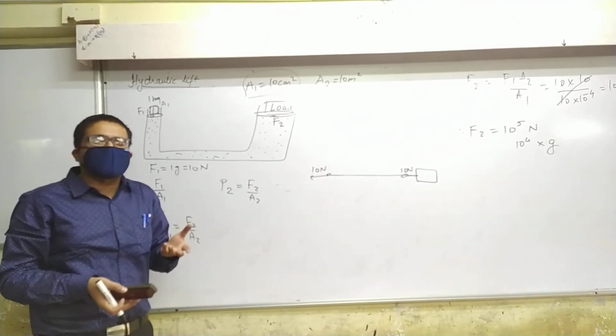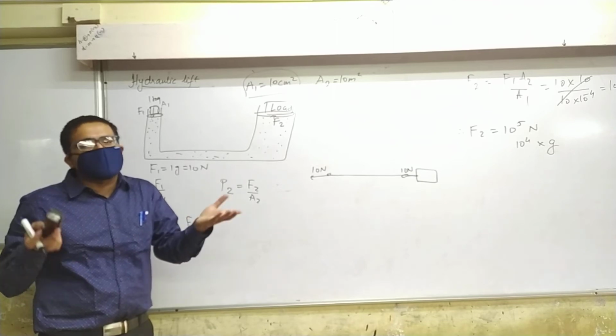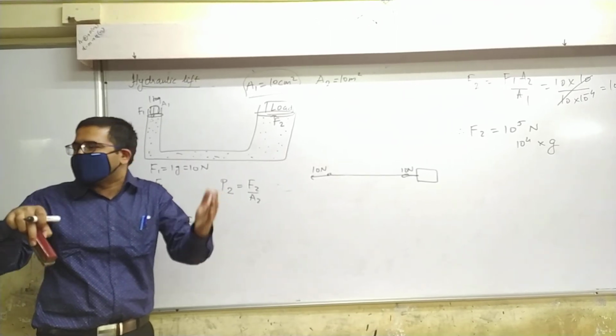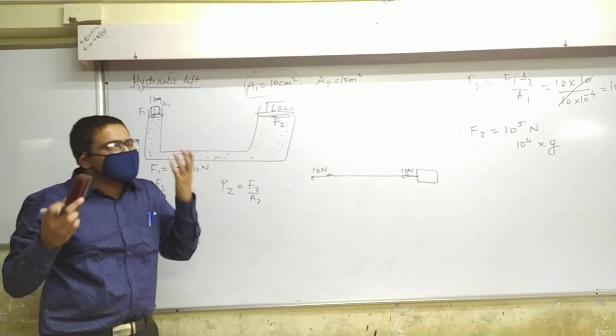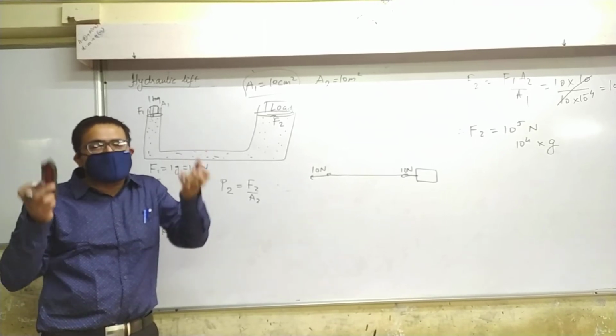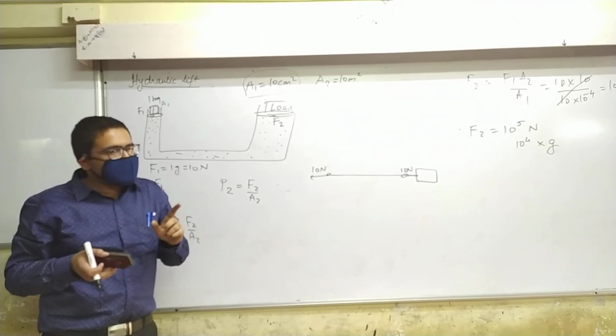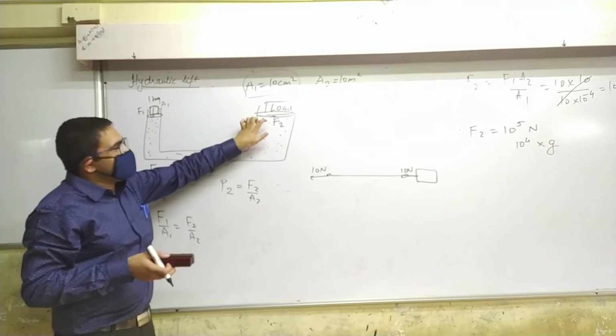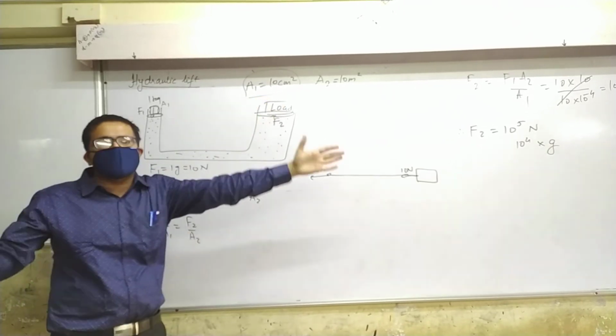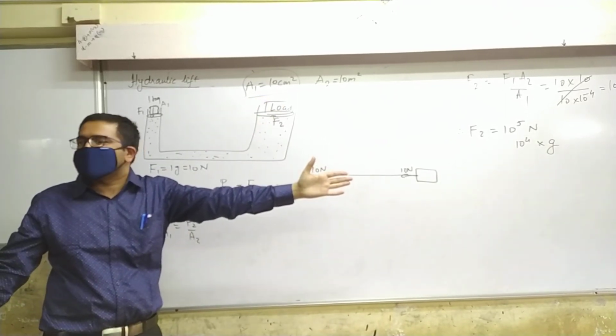Then why would I waste effort? Both sides are equal. Here you apply 10 Newton, over there also you get 10 Newton. Then why do all this? Just lift it directly. Understood? So this area where the load is always has to be what?